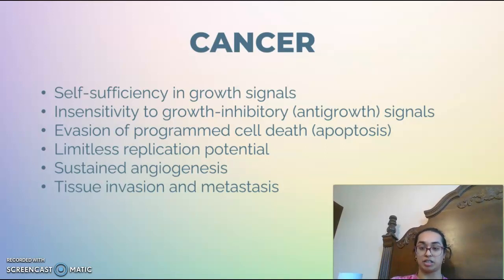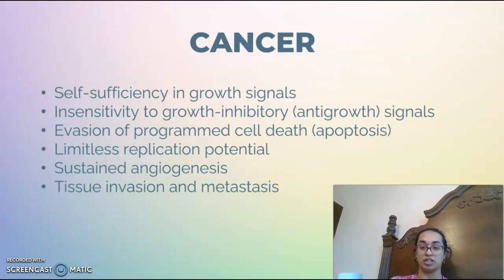The second characteristic is insensitivity to growth inhibitory or anti-growth signals. So in this, cancer cells inactivate tumor suppressor genes such as RB that normally inhibit growth. Next is evasion of programmed cell death, which is apoptosis. Here, cancer cells suppress and inactivate genes and pathways that normally enable cells to die. Next is limitless replication potential. Here, cancer cells activate specific gene pathways that render them immortal even after generations of growth.